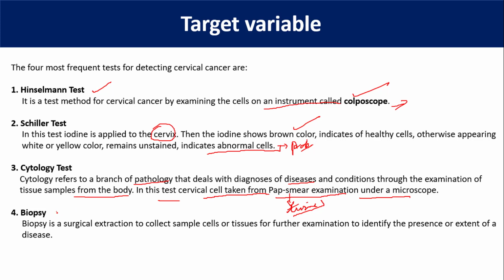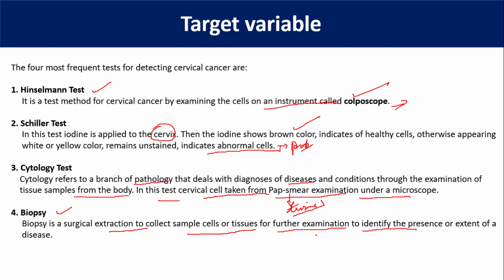Next comes the biopsy. We have generally heard that we need to do a biopsy to find out whether the patient is suffering from any cancerous disease or not. A biopsy is a surgical extraction to collect sample cells or tissues for further examination, to identify the presence or extent of a disease. So these are the four tests that we need to do to be sure that the patient is suffering from cervical cancer.